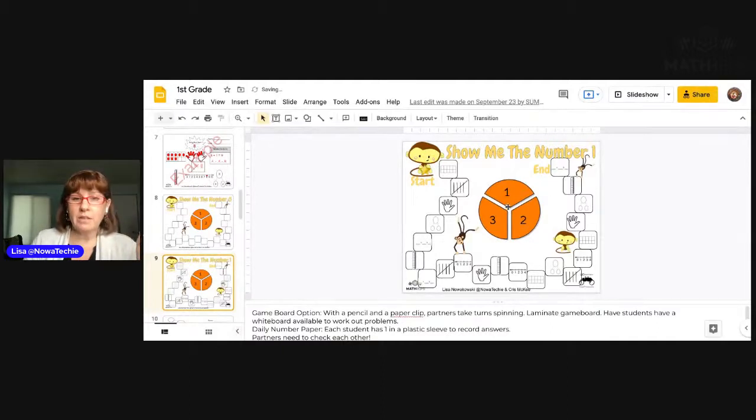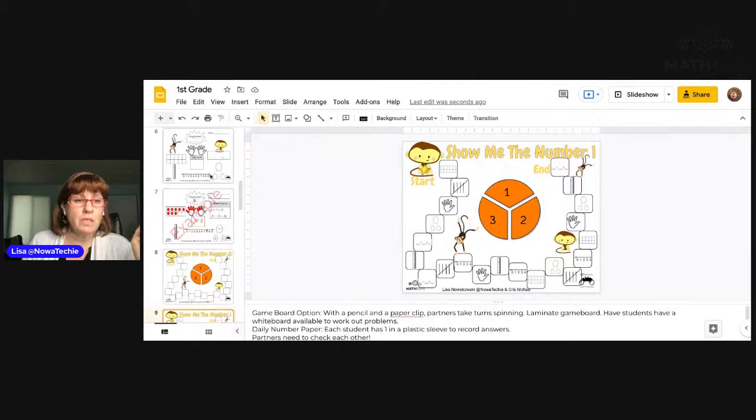Using a pencil and a paper clip, you can legit use paper and pencil with students a lot of times with math. You can have this laminated, and you put a pencil down and a paper clip and you spin it. Now, if you want to digitize it and put a spinner or a link to a spinner on here and have the kids do that, that's great too. Share that stuff out with us. We're here for it. But then you see it'll have the 10 frame, the tally marks, the hand, number bonds, math sentence.